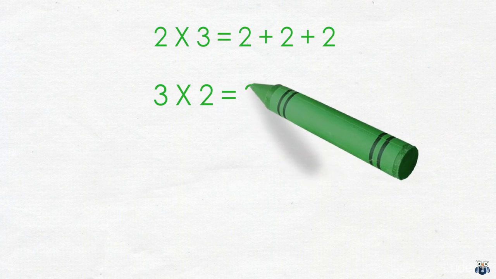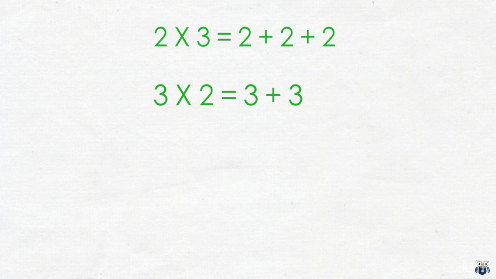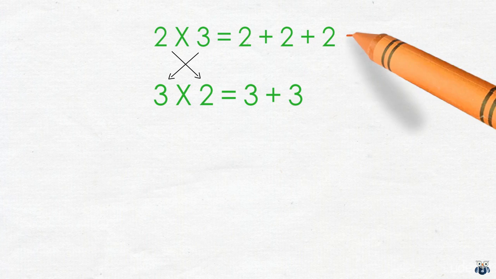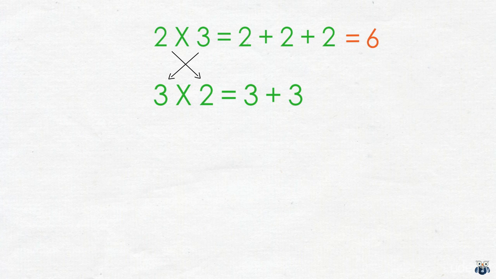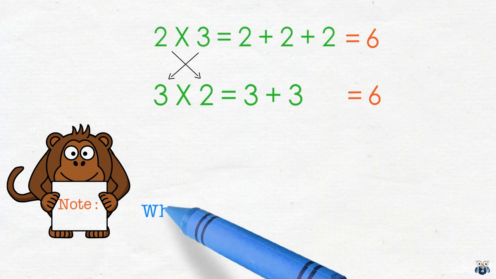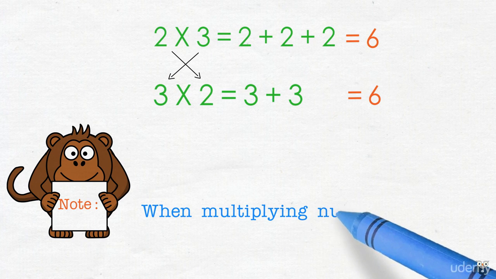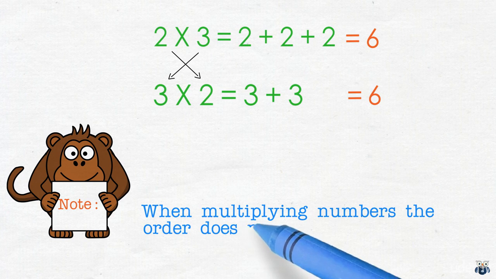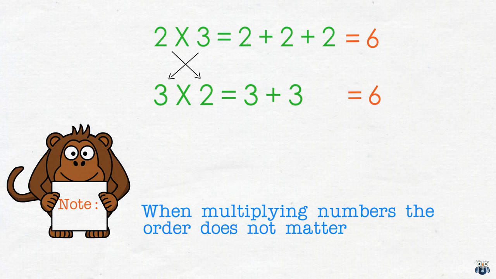And interestingly, it also gives us the same result as adding 3 2 times. Let's try it out. 2 plus 2 plus 2 is 6, and so is 3 plus 3. So here's your first tip. When multiplying a bunch of numbers, the order does not matter. We will see when and why to do that a little later in this lesson.